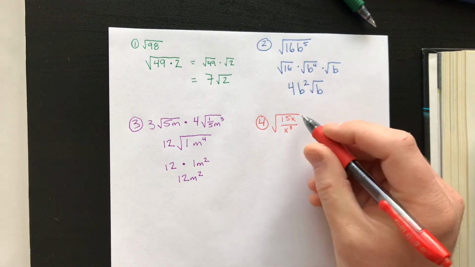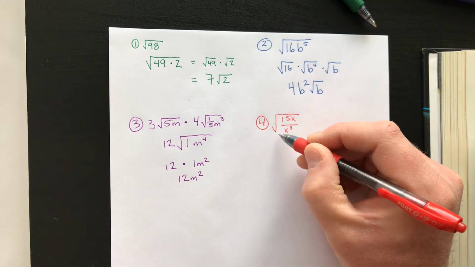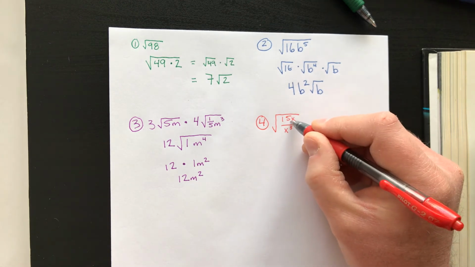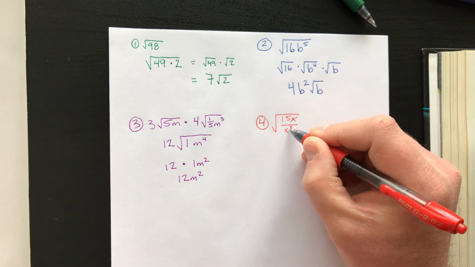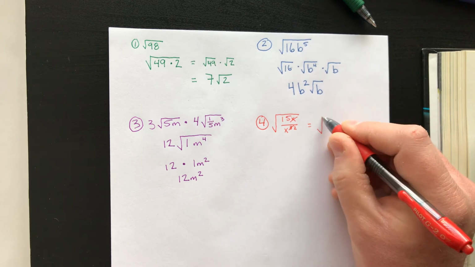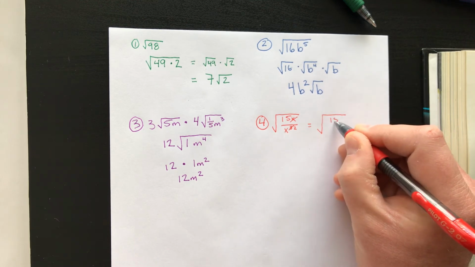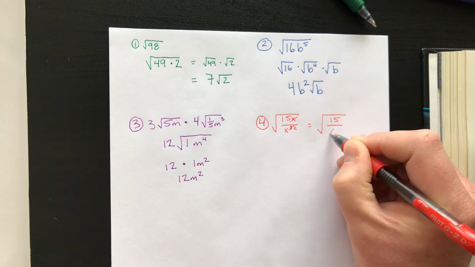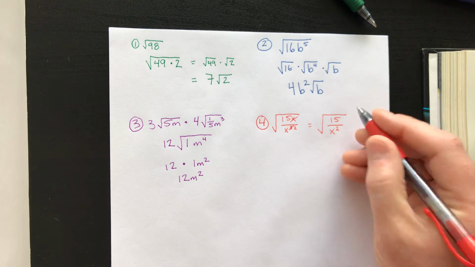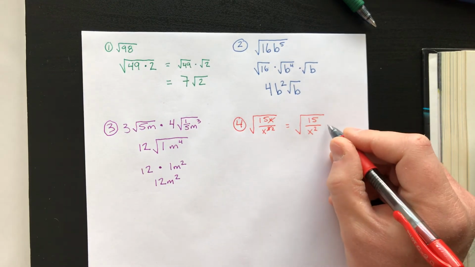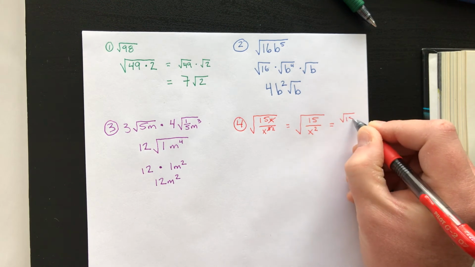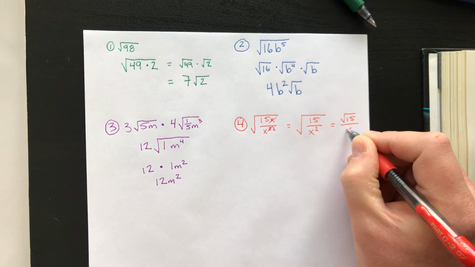All right, well, because we're working underneath a radical here, can't I just cancel this x with one of these x's, right? So now my new problem is the square root of 15 all over x squared. And what is the square root of x squared? That's just x.